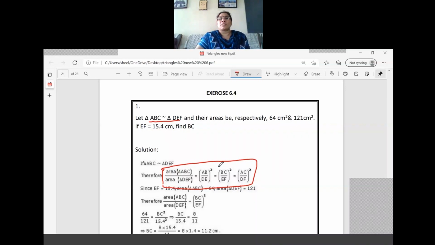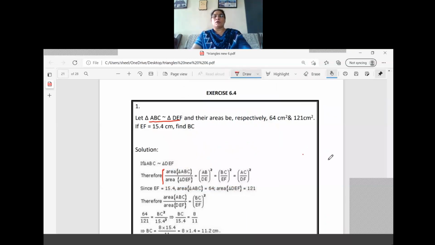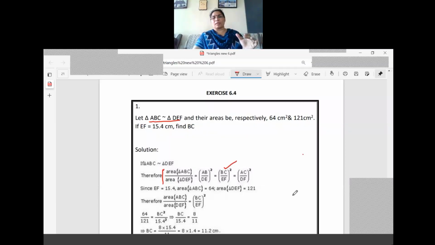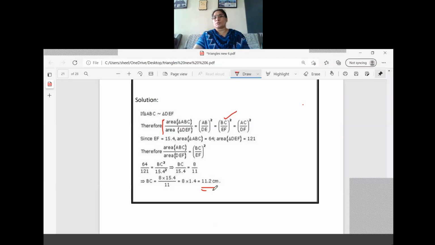So just substitute the values given in the question. It is given in the question that the areas are 64 and 121, and the EF side is given. EF side is given means we should go for this one, right? So BC by EF square only we are taking from that one. So we are substituting and solving for BC. So what is the answer? We are getting BC equal to 11.82 centimeter.